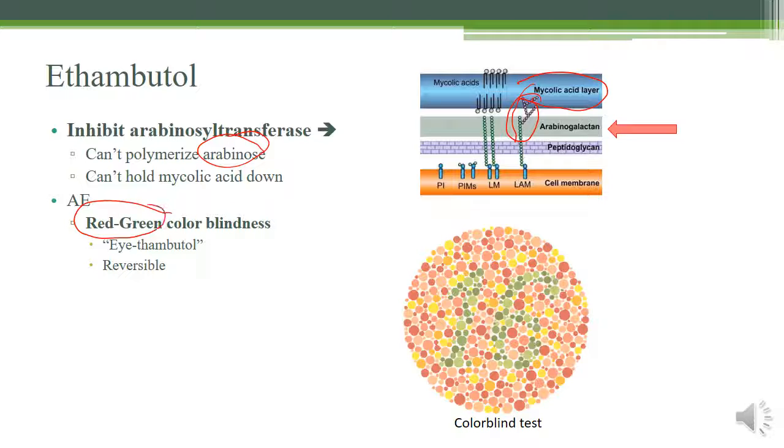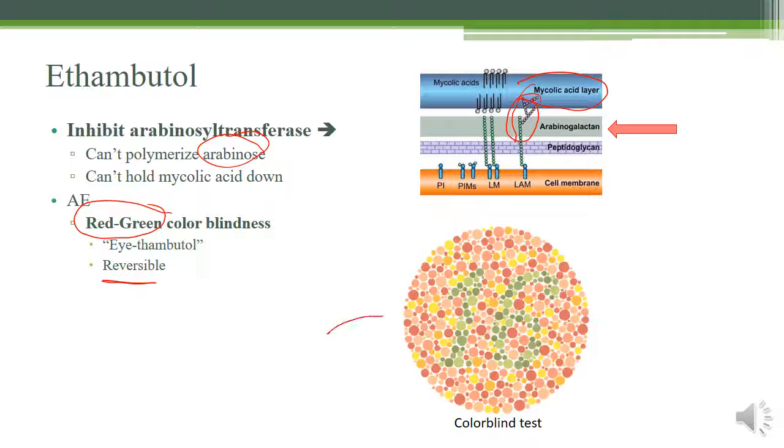That is very important. It's a very unique side effect to ethambutol. And I try to read ethambutol as "eyethambutol" instead of just ethambutol. And you just know that this is a reversible red-green colorblindness. When the patient stops taking it, they can get back to normal.